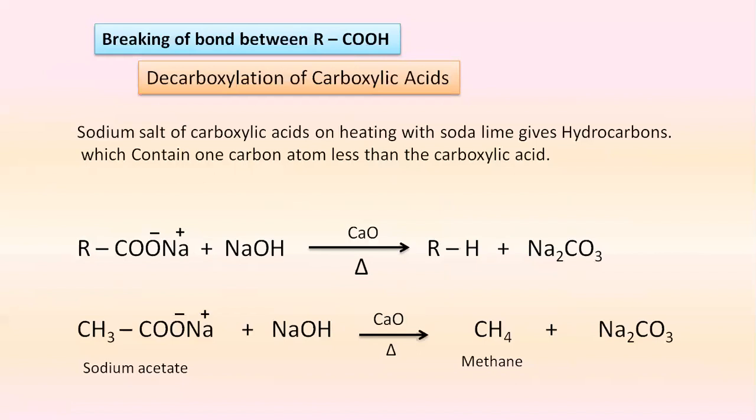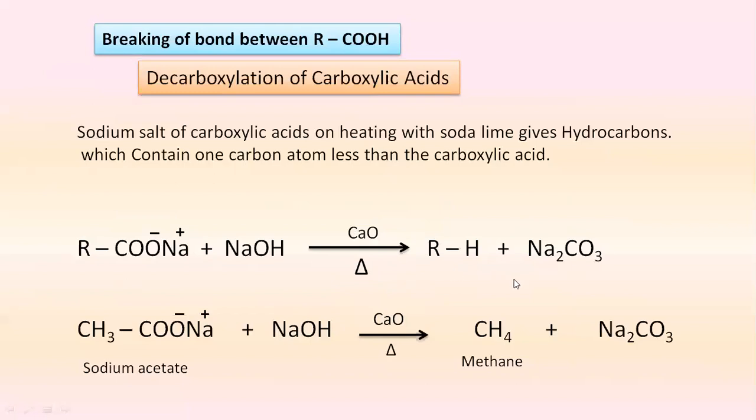As the sodium salt of carboxylic acids is heated with NaOH, RH is formed. See here, the sodium salt of carboxylic acid: these are the products when the acid reacts with NaOH. So it forms the sodium salt of carboxylic acid. And when the sodium salt of carboxylic acid is reacted in presence of NaOH and CaO on heating, hydrocarbons like RH are formed with the removal of Na2CO3.